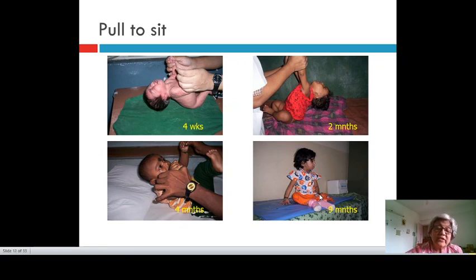Now, the next endeavor is I'm trying to pull the baby to a sitting position. The 4-week-old baby is like a rag, limp. The head is falling back. At 2 months, still the head is falling back, but, which I cannot show in this picture, the head was raised to the plane of the body momentarily and then sagged. At 4 months, there's no sagging. Now the head control is there. The baby is trying to lift himself up as we pull him. And at 9 months, this girl is sitting perfectly on her own.